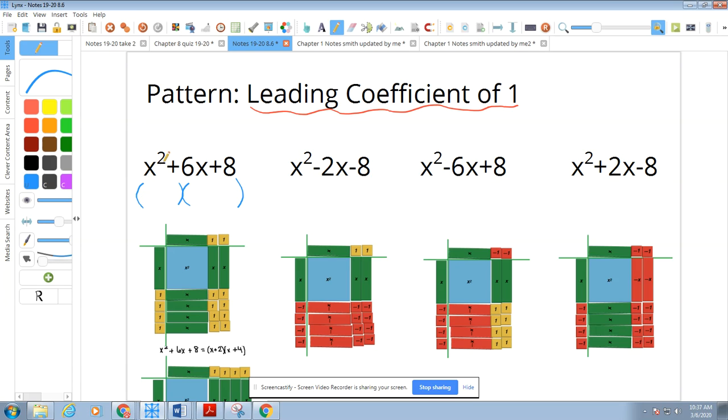And to do it mentally, remember these are going to factor into binomials. Well, x squared can only factor into x and x. And then our last term, we can say what factors of 8 add up to 6? Well, that's going to be positive 2 and positive 4.